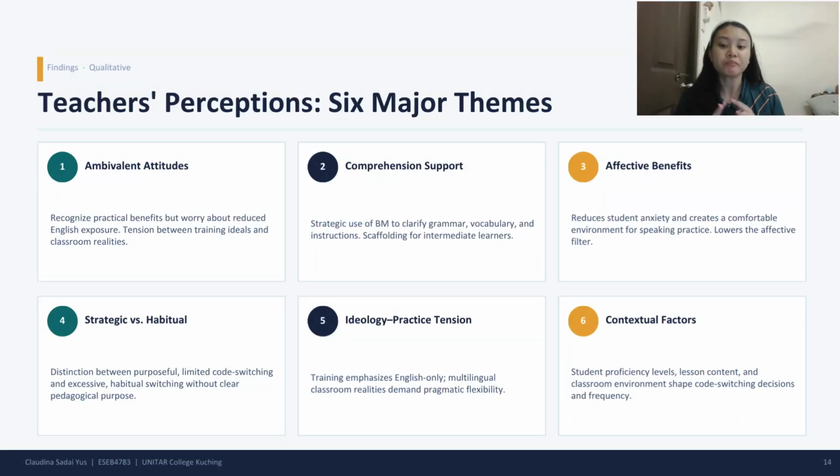regularly. Next, number four is strategic versus habitual. It is about how students habitually speak English in their routine time, and how that impacts how fluently they can speak.